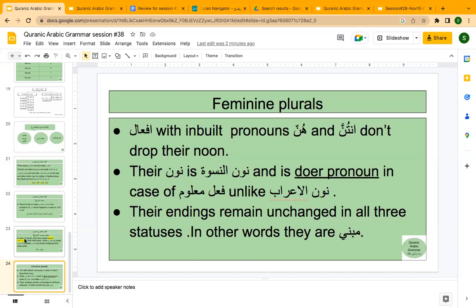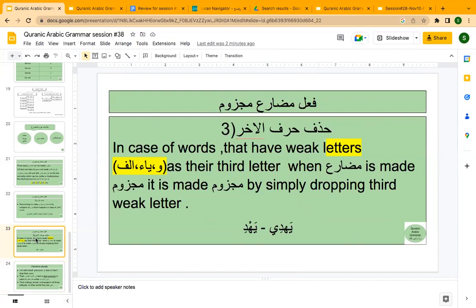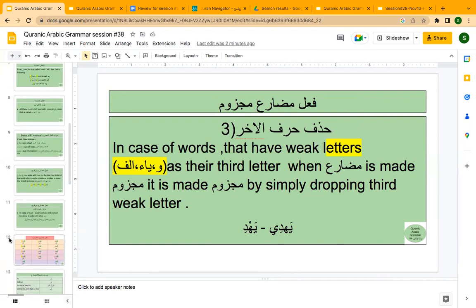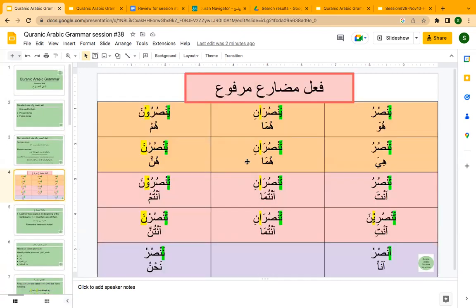Okay, a real quick recap. The things you have been introduced to today were a brief review of af'alul khamsa. What letters do they have to have? Waw, alif, ya. If your mudare has waw, alif, ya as a dual or plural pronoun, that mudare is going to be from af'alul khamsa. They all end with noon in the raf' status, and their noon is the noon of i'rab. Their noon gets dropped when they are mansoob or majzoom.